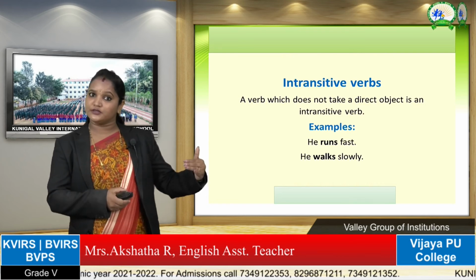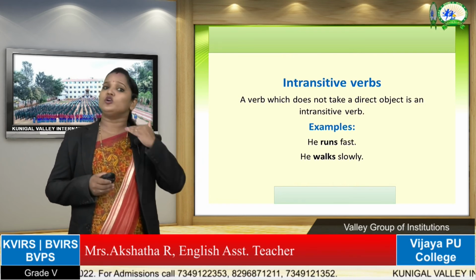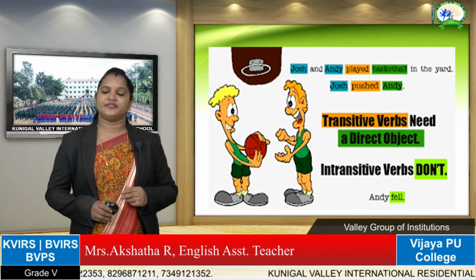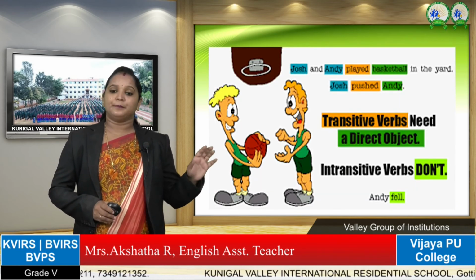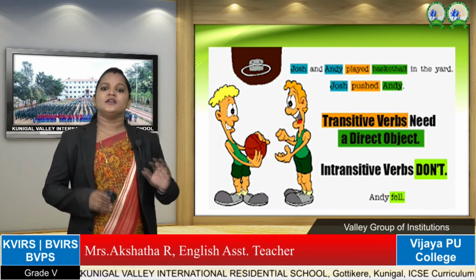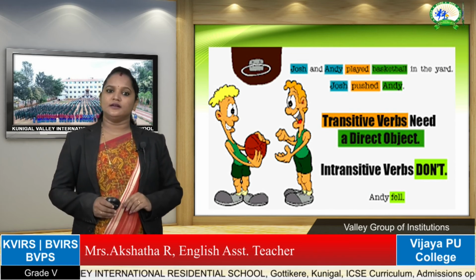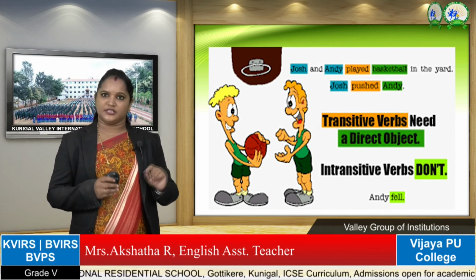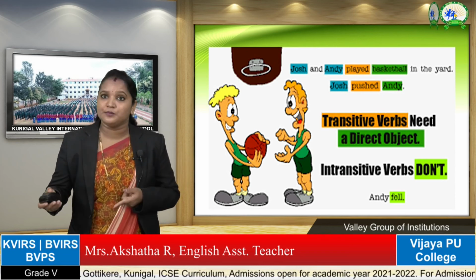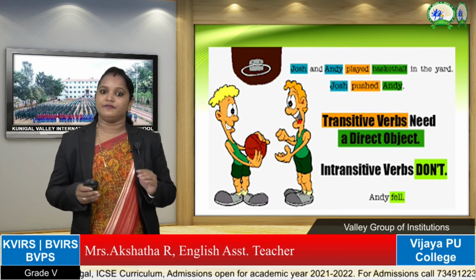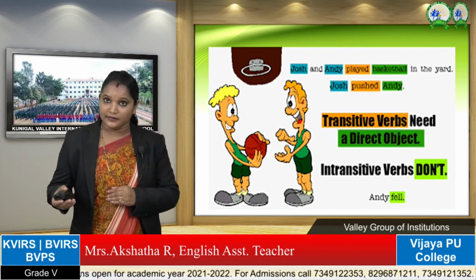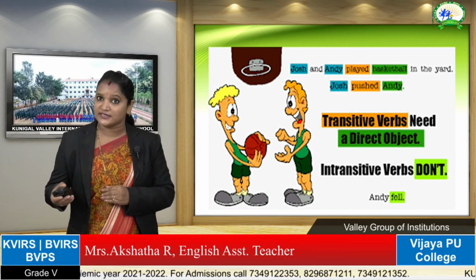If there is an object after the verb, that is called transitive. If there is no direct or indirect object, that is called intransitive verb. You can see the difference here. Joseph and Andy played basketball in the yard. Josh pushed Andy. Here, Josh and Andy, they are the subject. Played is an action. What did they play? Basketball. There is an object. Same way, Josh pushed. Whom did he push? Andy. There is an object again.